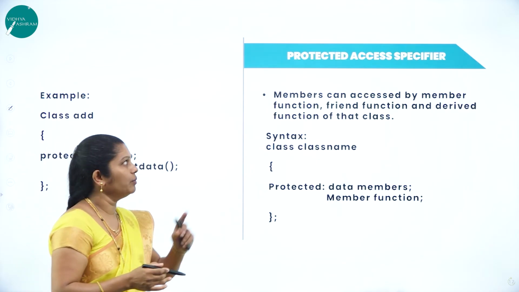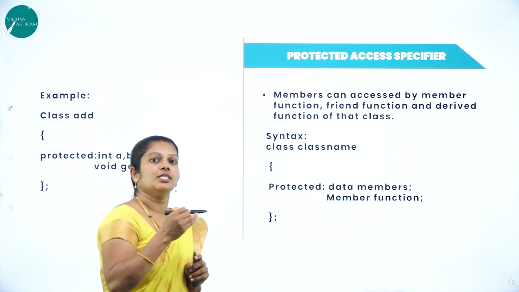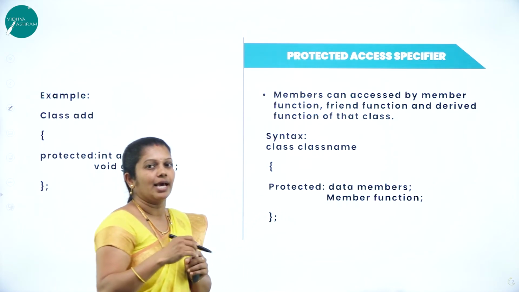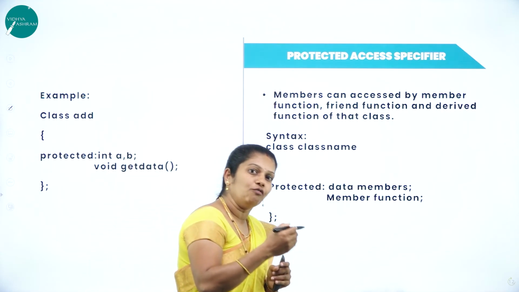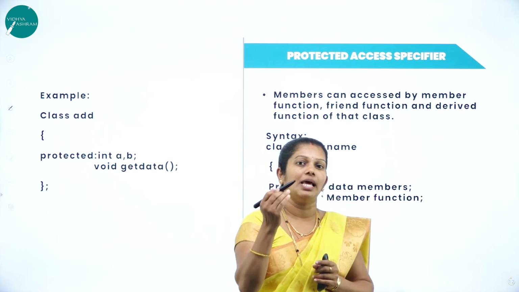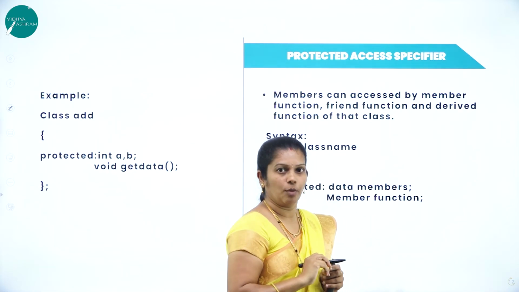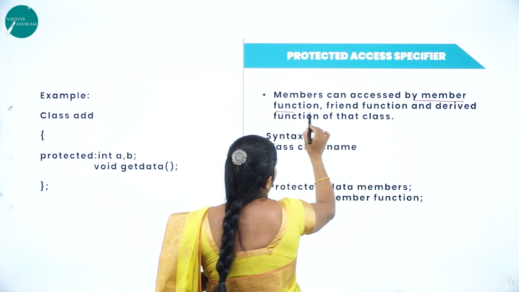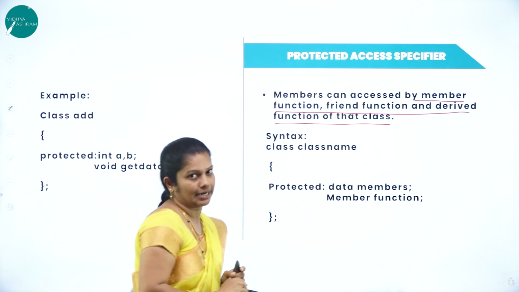And one more we have, that is the protected access specifier. What do you mean by this protected access specifier? Here, if I declare it as protected, then member function can access, friend function can access, as well as derived functions of that class can also access. It can be accessed by member functions, friend function, and derived functions of that class.